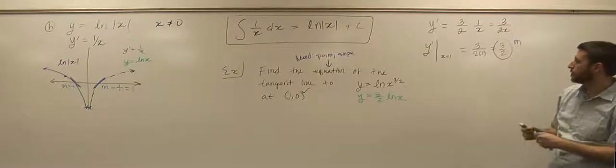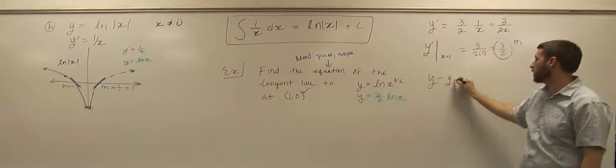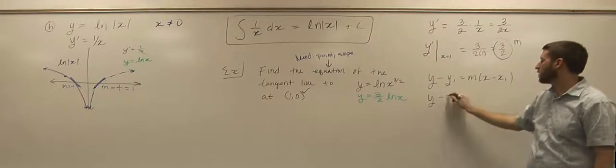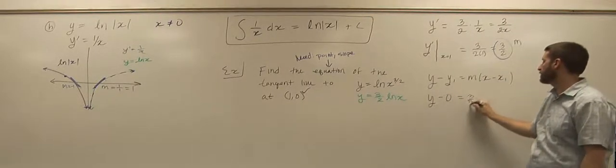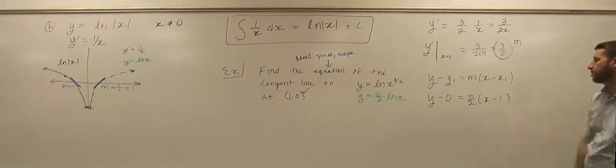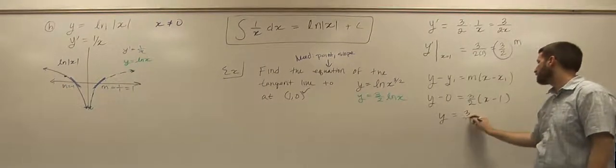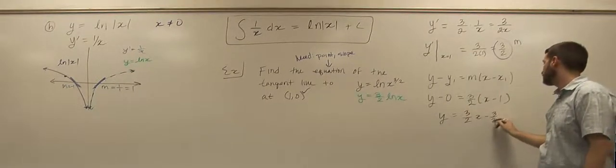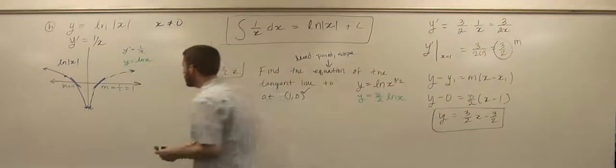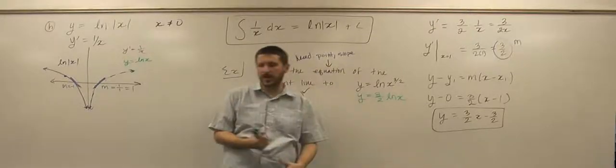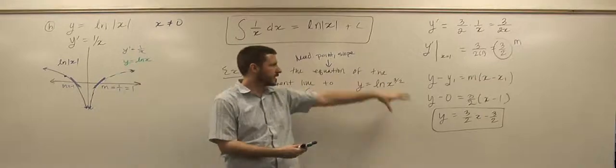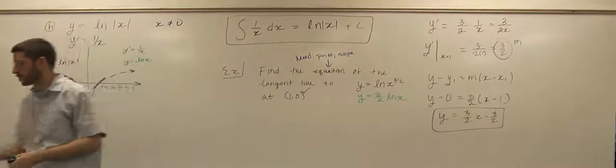So do your equation of the line. y minus y1 equals m times x minus x1. y minus 0 equals 3/2 times x minus 1. y equals 3/2 x minus 3/2. So even though it's a new function, ln x to the 3/2, because the derivative is so nice, so simple, it actually worked out to be a pretty straightforward slope, straightforward problem.